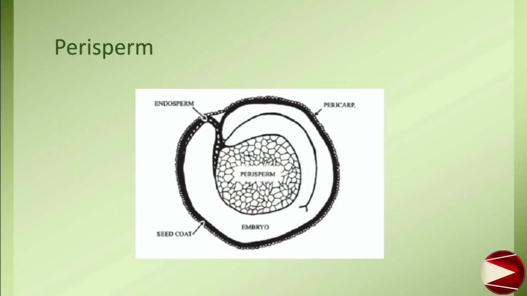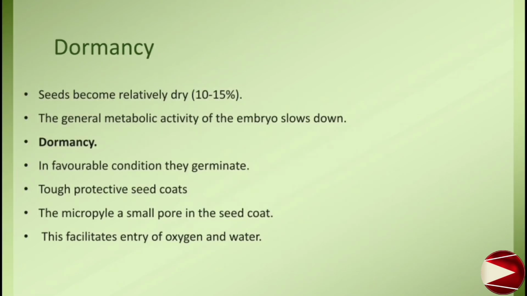Occasionally, in some seeds, remnants, that is, remainings of nucellus, are persistent. This persistent nucellus can be found in seeds of black pepper, beetroot, etc., and is called perisperm. We know that dormancy is also a very important event in seeds. While maturation of seed, they are relatively dry, just 10 to 15% moisture by mass. Also, the general metabolic activity of the embryo slows down, which is actually called dormancy.